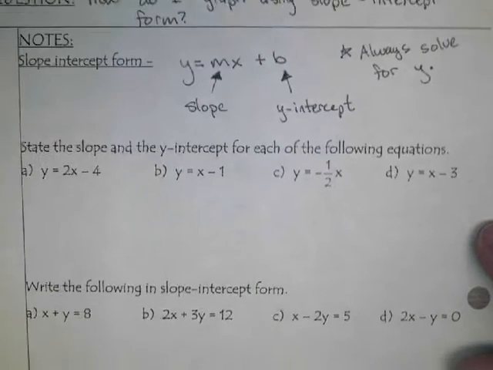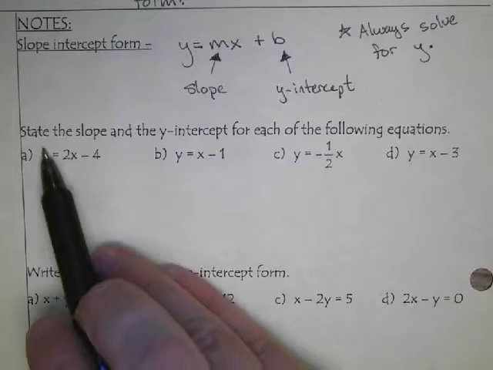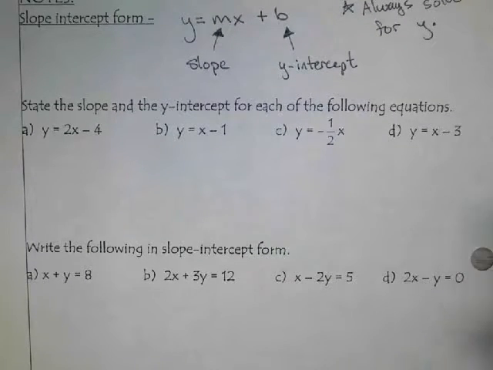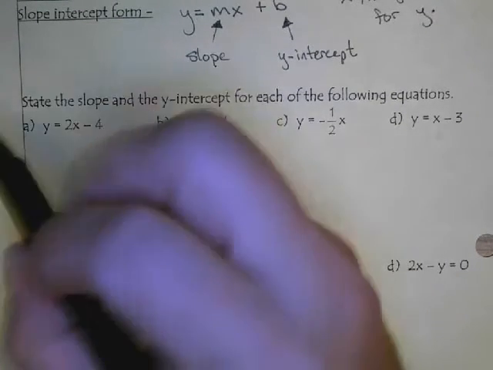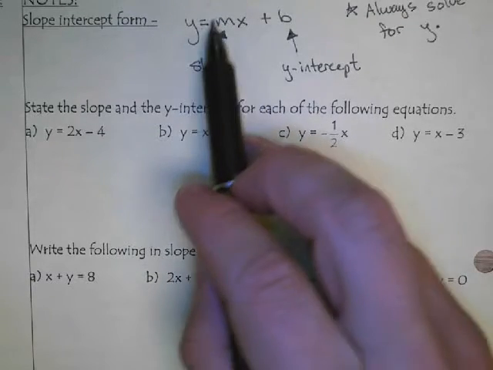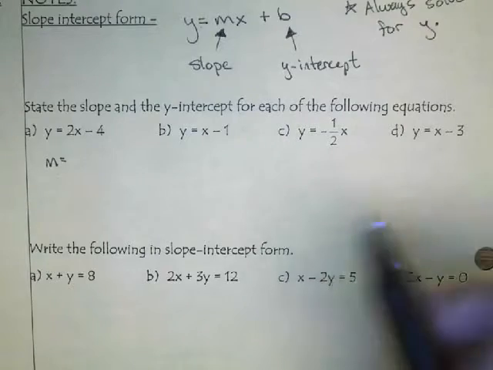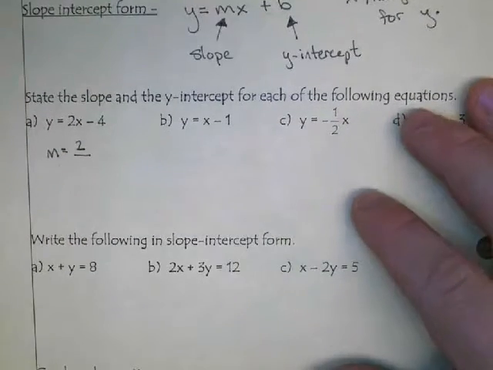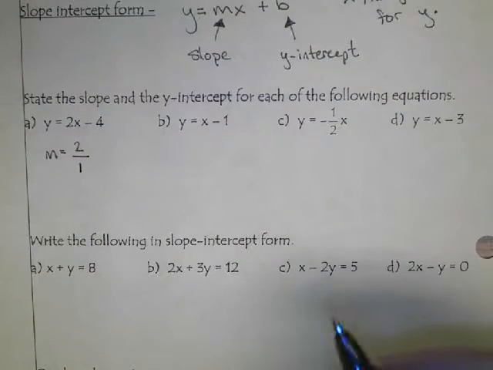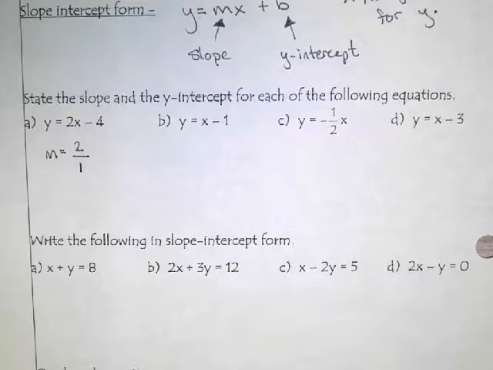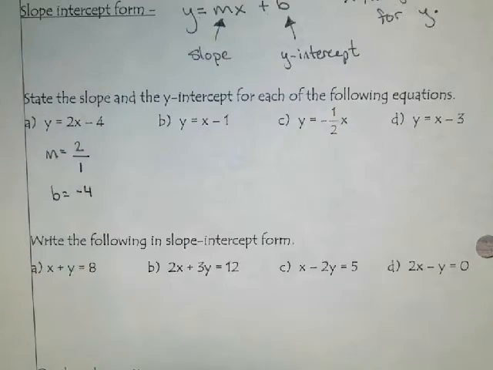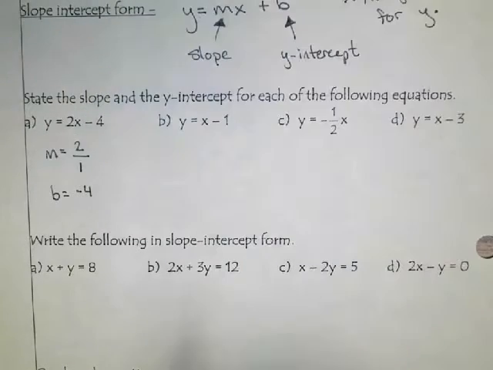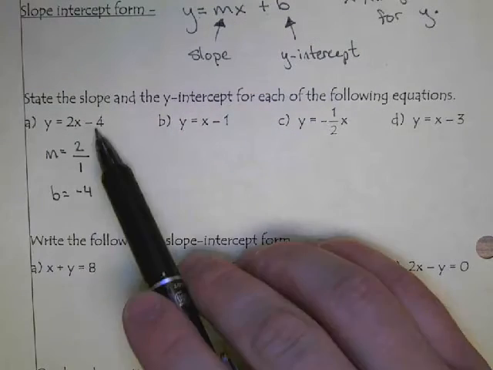So with that said, let's see if we can identify some stuff. On A, B, C, and D, we want to state the slope and the y-intercept for each of the following equations. To do that, we just identify the number right next to x, that's our m, our slope. If you recall from last time, anytime we have a whole number slope, I highly stress we write it as a fraction. So what's that hidden number we'll put underneath the 2? 1. There's our slope, 2 over 1. And then our y-intercept is -4, because we have to keep the sign of whatever is in front of that constant.